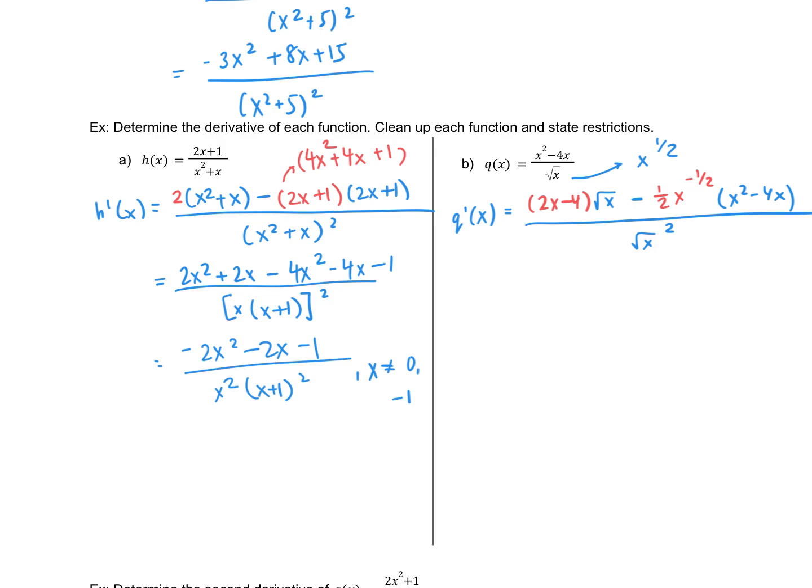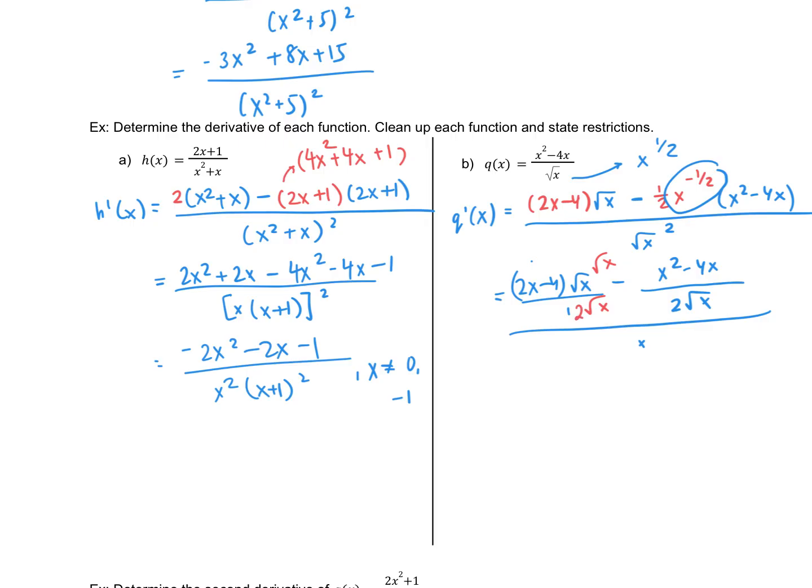Now, this one's going to be a little bit more for the cleaning up. So, I'm going to leave this like this for now, because I'm going to have a fraction within a fraction. So x to the power of negative 1/2 will go down into the denominator, and the numerator will be x squared minus 4x. And that's all going to be over x. And now when I see this, I kind of want to unite my numerator. It's technically over 1. So I'm going to multiply top and bottom by 2 root x.